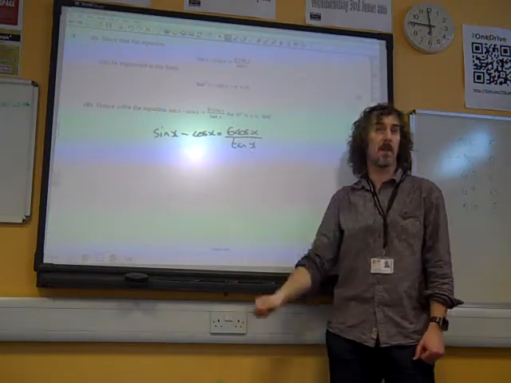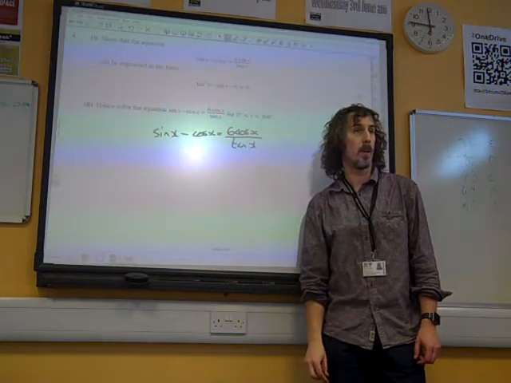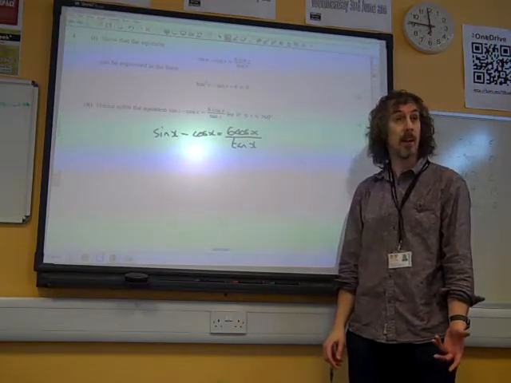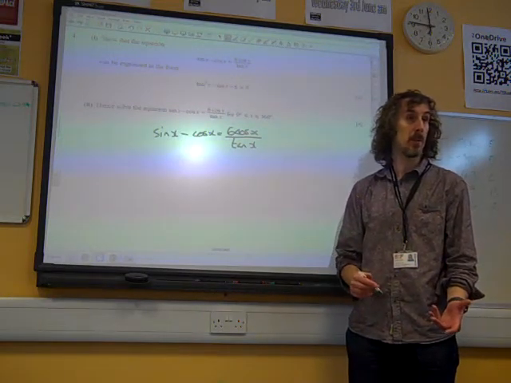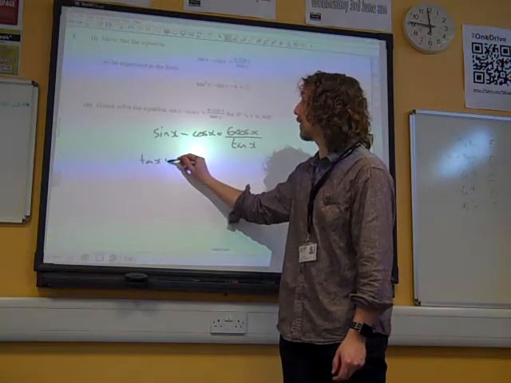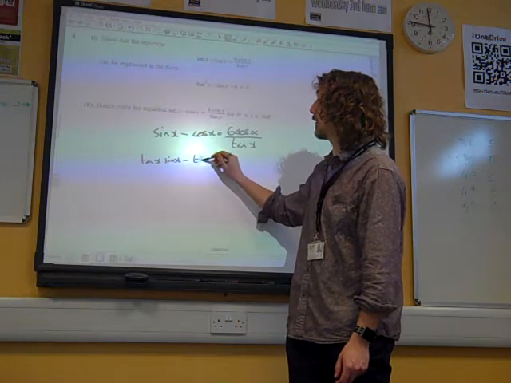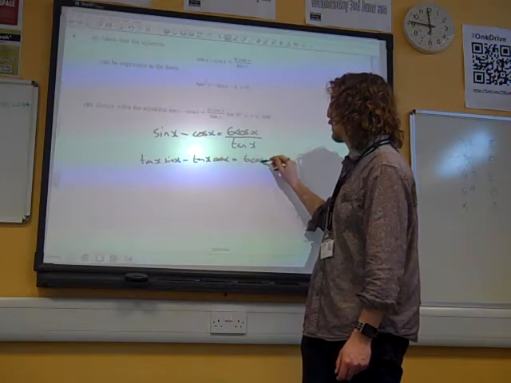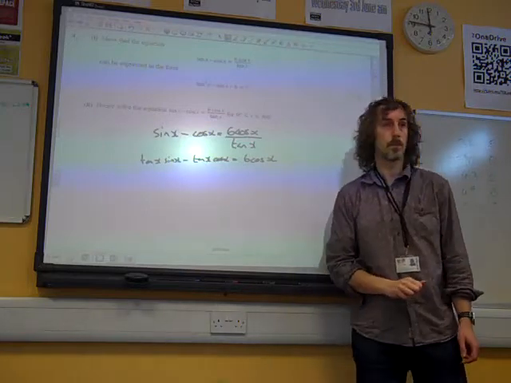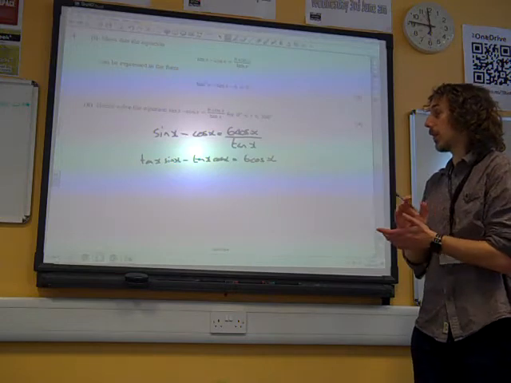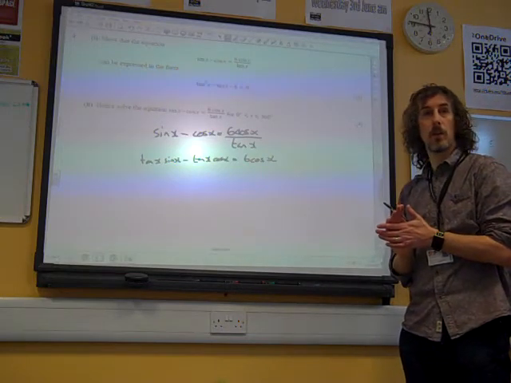We've got a tan x on the bottom of our fraction. So the obvious first thing that we might want to do is to multiply throughout by tan x. That would seem reasonable, wouldn't it? So that gives us tan x sin x minus tan x cos x is 6 cos x.